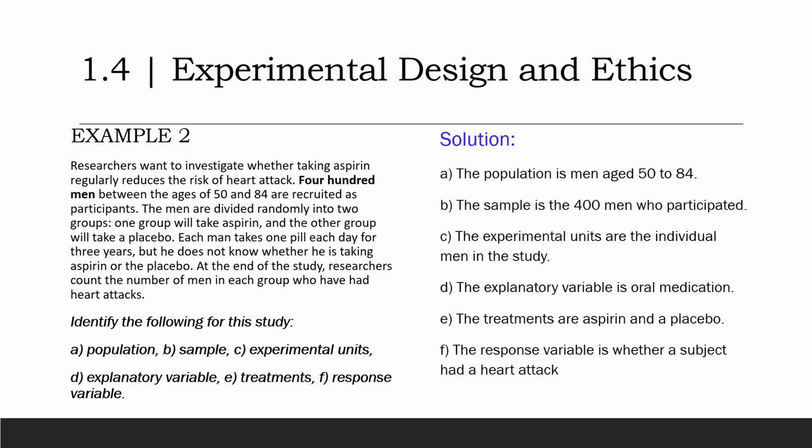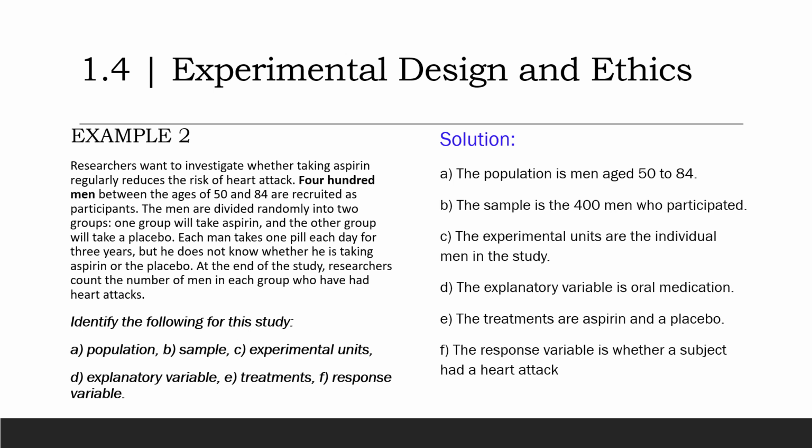Each man takes 1 pill each day for 3 years, but he does not know whether he is taking aspirin or the placebo. At the end of the study, researchers count the number of men in each group who have had heart attacks. Please identify the following for this study. A. What is the population? B. What's the sample? C. What are the experimental units? D. What is the explanatory variable? E. What is the treatment? F. What is the response variable?